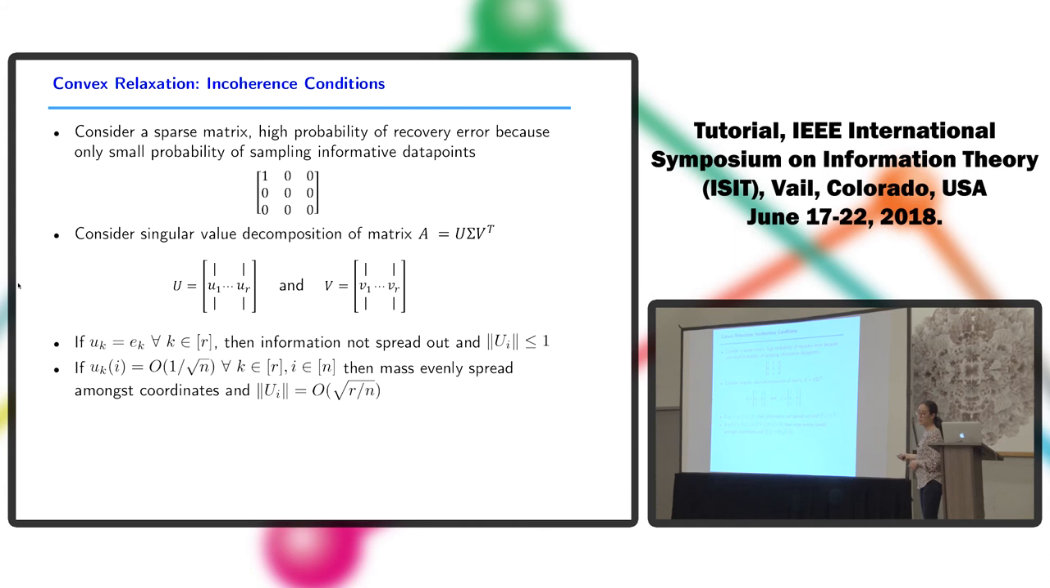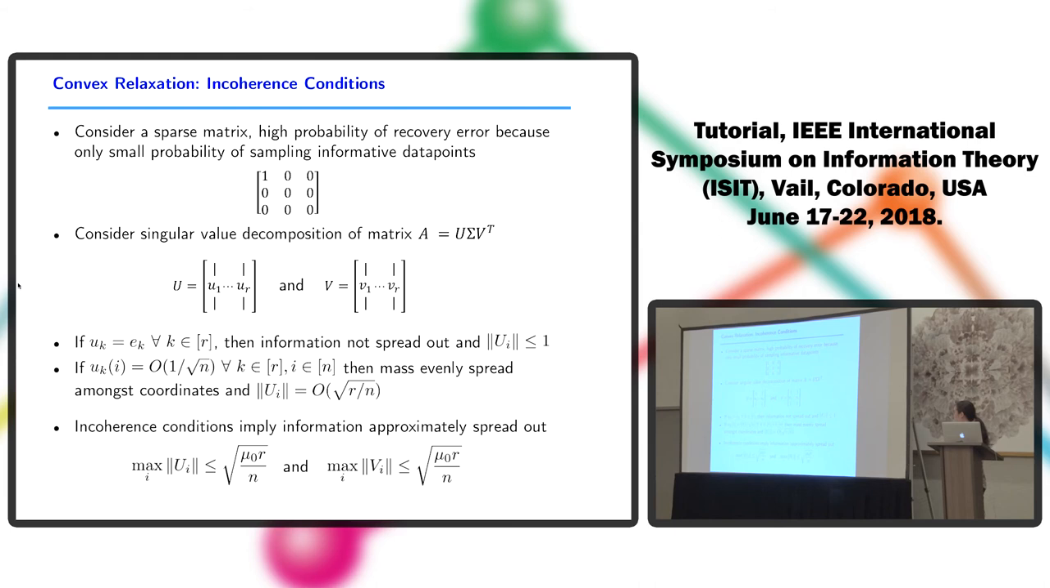So in some sense, what this is saying is that if I want a measure that captures how well the information is spread amongst the entries, then maybe I want to look at the norm of the rows of the matrices U and V. And if you can guarantee that the mass is evenly spread, then every time I sample an observation, it gives me some information about all of these singular vectors I'm trying to learn. So it's a very nice property. And so in the precise form of the incoherence conditions, we bound the maximum norm of the rows of U and V on the order of mu naught times square root of r over n, where mu naught is a constant, the incoherence constant.